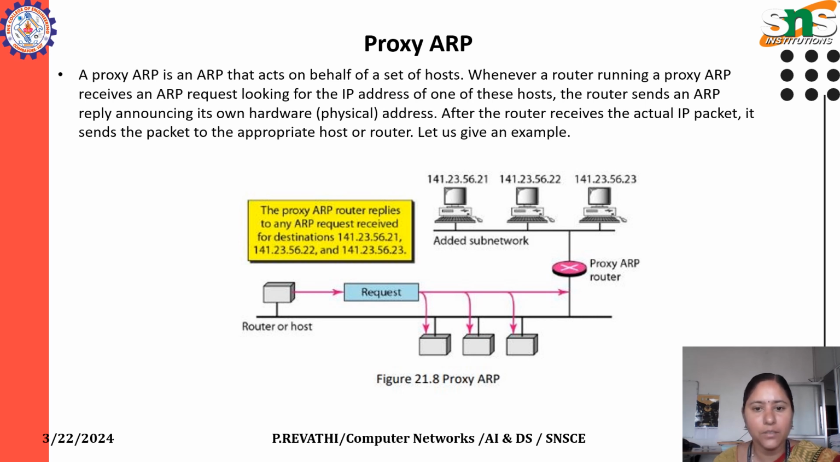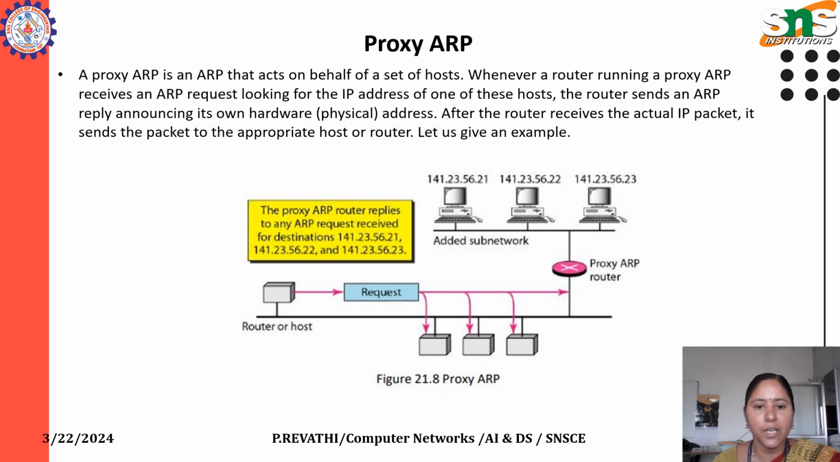For example, the ARP installed on the right-hand host will answer only to an ARP request with a target IP address of 141.23.56.23. However, the administrator may need to create a subnet without changing the whole system to recognize the subnetted address. One solution is to add a router running a proxy ARP. In this case, the router acts on behalf of all the hosts installed on the subnet.